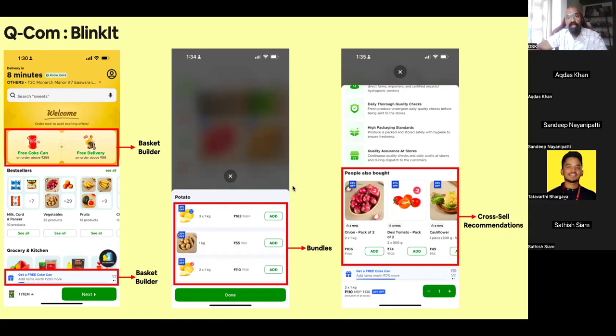The second construct that I noticed in BlinkIt was bundles, where let's say you want to buy a potato. There are pre-built bundle sizes. So, for example, you can buy 1 kilo of potatoes, you can buy 2 kilos, you can also buy 3 kilos of potato, and you can choose between them.